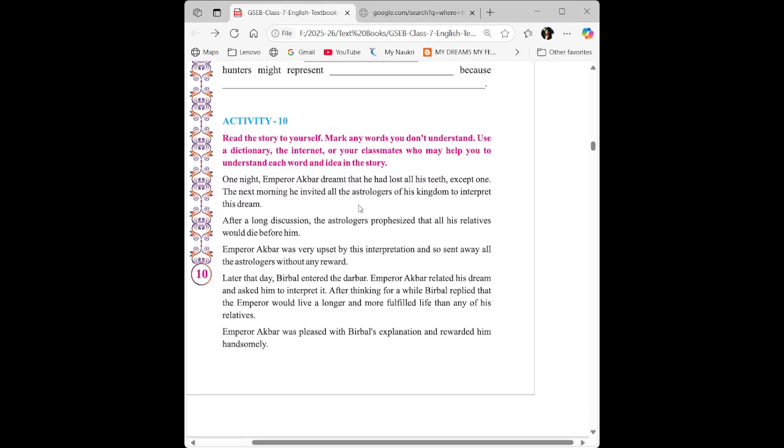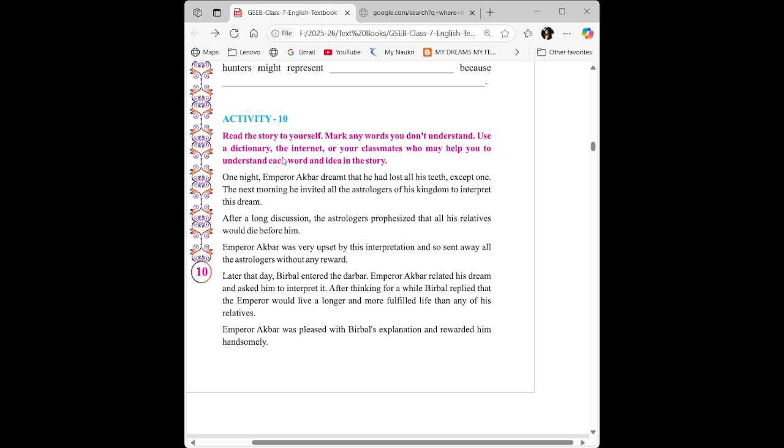Okay, one last story in this chapter, that is about Akbar and Birbal. See, one night Emperor Akbar dreamt that he had lost all his teeth except one. The next morning he invited all the astrologers of his kingdom to interpret his dream. See what happens. King Akbar, or Emperor Akbar, had a dream at night and he saw that all his teeth were gone. He lost all his teeth, but only one tooth was there in his mouth.